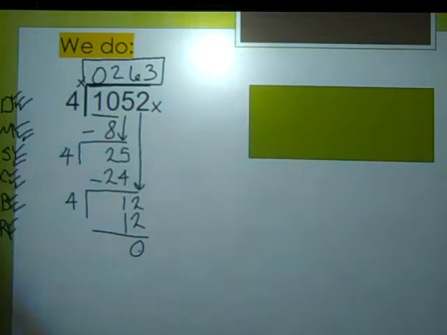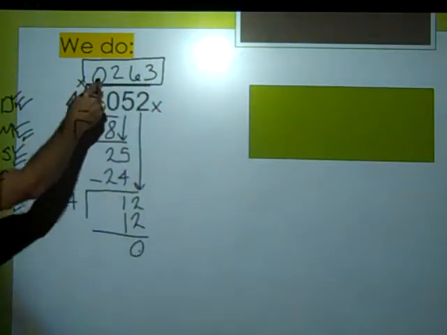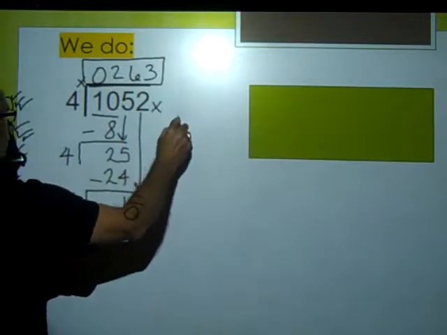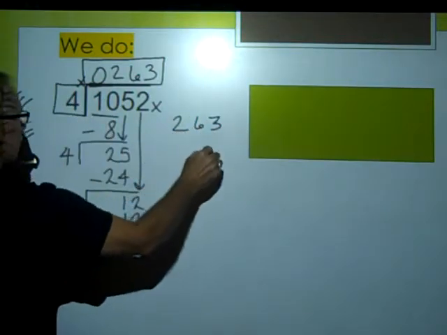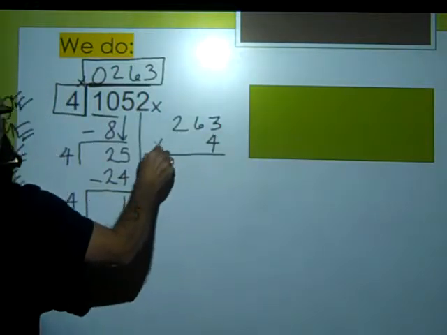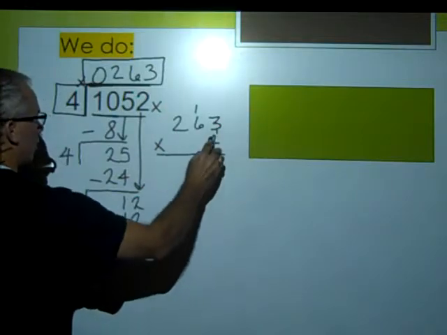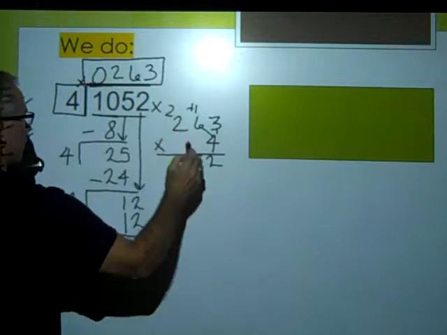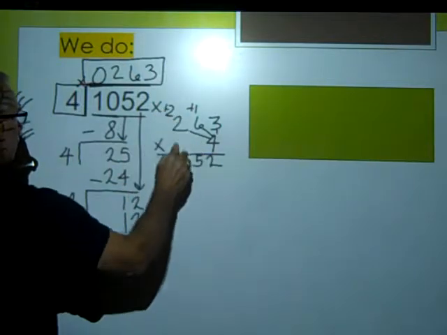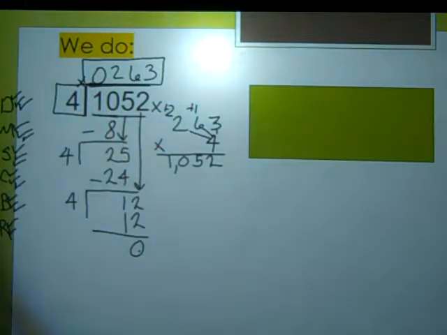One important thing to remember, the number of groups you're making is always on top of the division bar. How do I check my answer? I take my quotient, 263, I multiply it by my divisor, 4, and that should give me my dividend. 4 times 3 is 12, 4 times 6 is 24, plus 1 is 25, 4 times 2 is 8, plus 2 is 10. 1052, 1052, it matches.